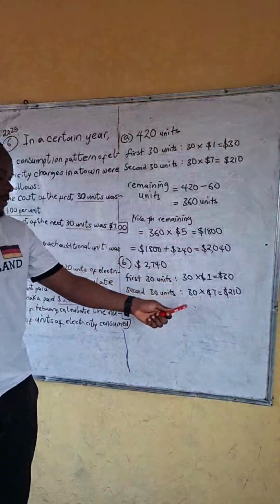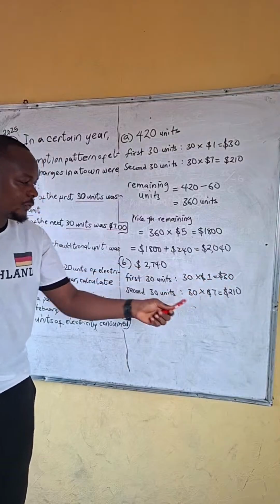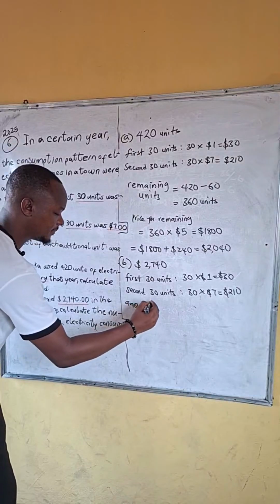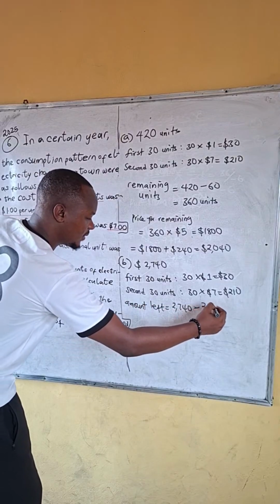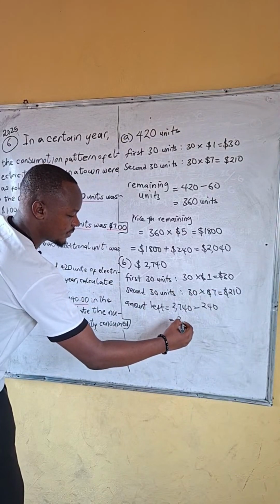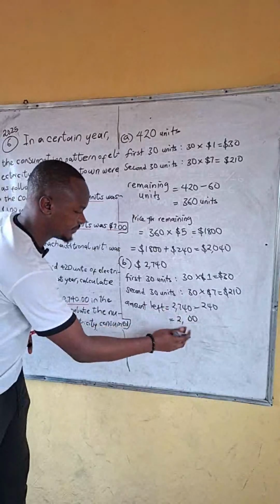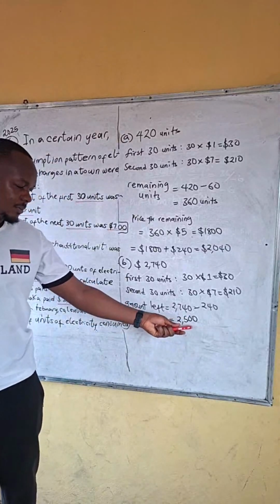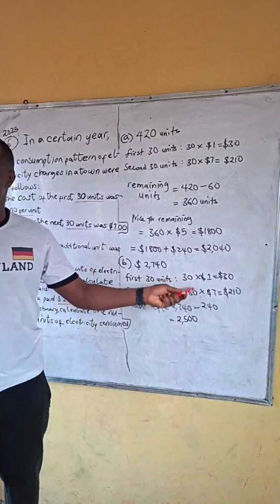So again, this time we're not going to remove units because we don't have the units. We're going to remove the amount, 240, so the amount left this time will be 2,740 minus 240. 240 is 30 plus 210, which will give you 2,500. So what is the cost of electricity after this first set of 30 units?